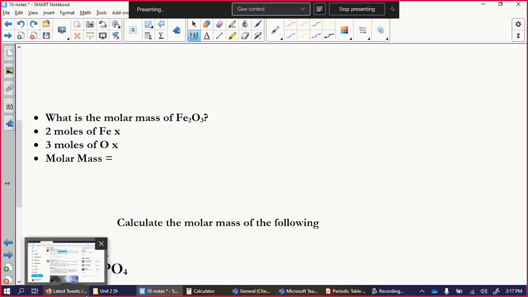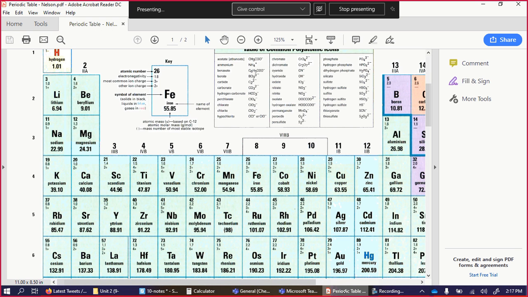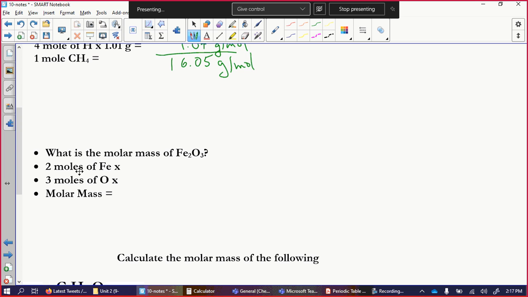So rust, iron oxide, on parts of cars and chairs and all of that. I'm going to have a little bit of an advantage for some of these because I'm old. I've used the periodic table for a lot of years, so I know a lot of these off the top of my head. 2 moles of iron. Each iron weighs 55.85 grams per mole.